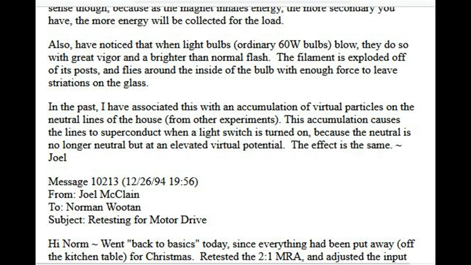This accumulation causes the lines to superconduct when a light switch is turned on, because the neutral is no longer neutral but at an elevated virtual potential. The effect is the same.